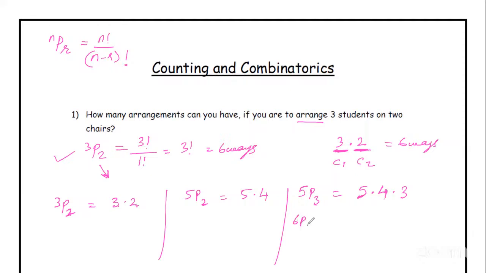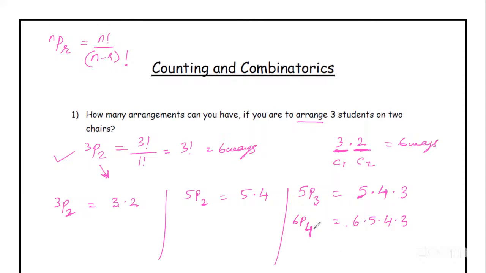6p4. What does it mean? It's to go down 4 times. Start with 6, go down once, go down the third time, and go down the fourth time. 6, 5, 4, 3, like that. 6p4: 6, 5, 4, 3.